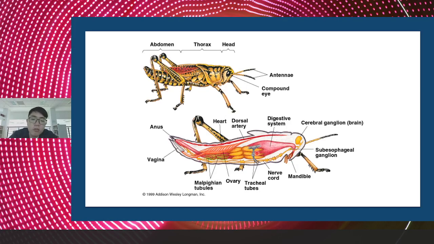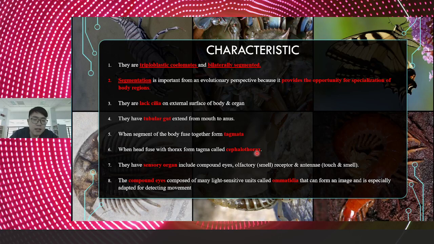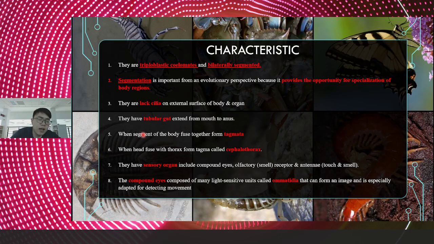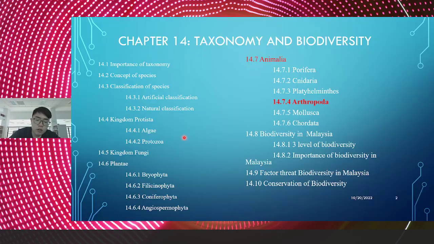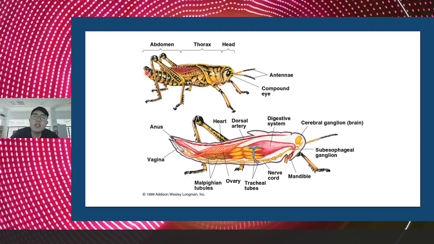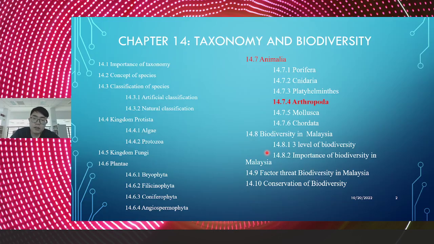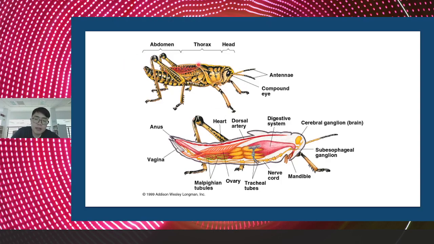Maybe you don't know, and maybe it's your first time hearing these terms, so you can make a note. It's easy: the segments of the body fuse together, and this is called tagmata, or segments. And when the head fuses with these segments, we call it the cephalothorax. So the whole body is called the cephalothorax. That's it.